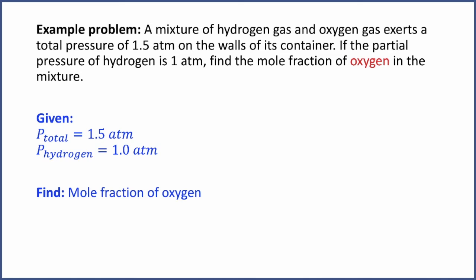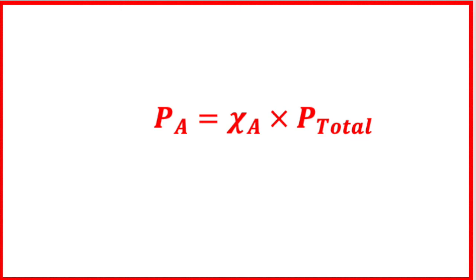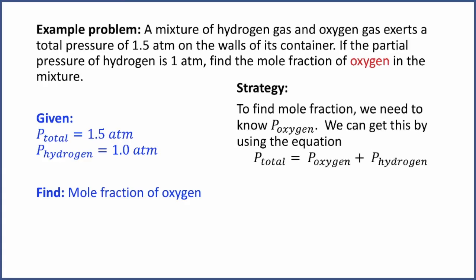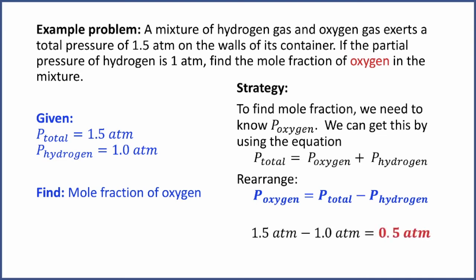We know that we're eventually going to have to use this equation here to find the mole fraction. However, in order to get here, we're going to need to know the partial pressure of our oxygen. We can do this by using Dalton's law of partial pressures. We rearrange our equation, and we get the partial pressure of oxygen equals the total pressure minus the partial pressure of hydrogen. When we plug our numbers in, we find that the partial pressure of oxygen is 0.5 atmospheres.